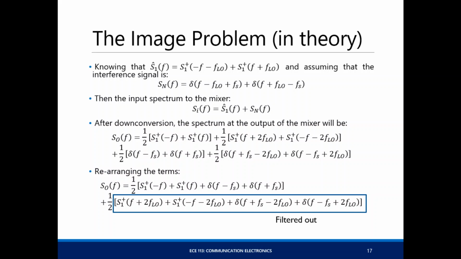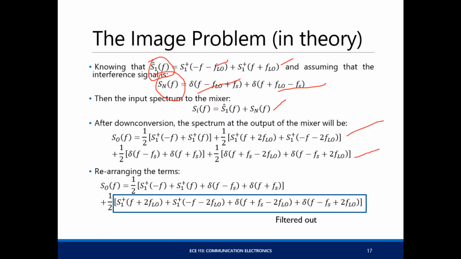So we have your upconverted signal right here, your noise signal or an interference that is near your signal. Let's say it's just a sinusoid, so we use delta functions to represent that. The input spectrum to the mixer is just a sum of your desired signal and this interfering signal. If we get the output after down conversion, we get this equation and this equation.